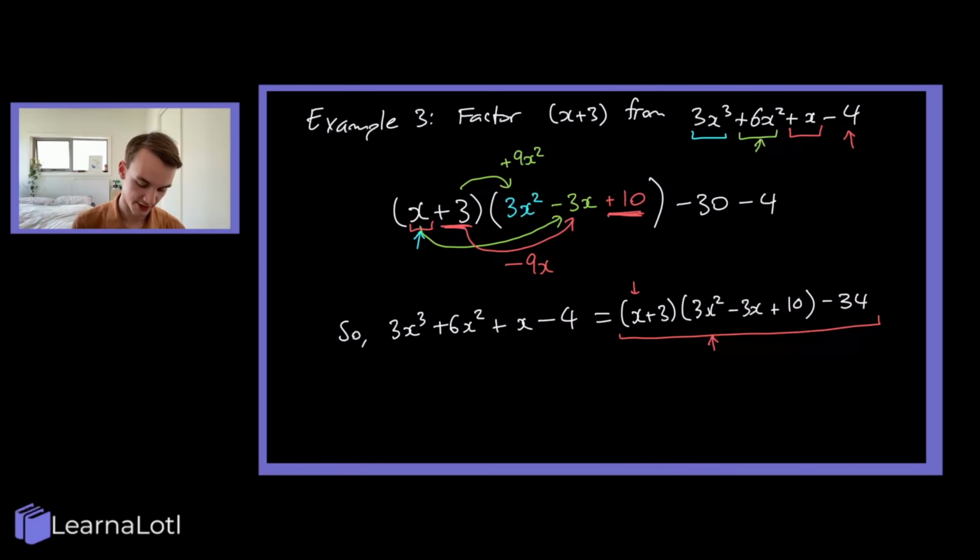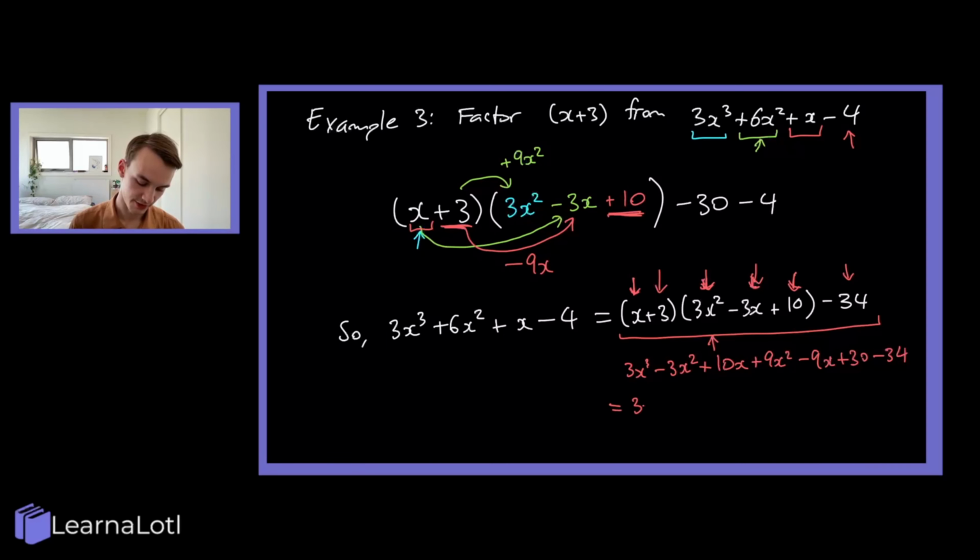First, I'm going to expand these terms. So I get 3x cubed minus 3x squared plus 10x. So that's this x times these three terms. Now I'm also going to multiply by this, so I'll get a plus 9x squared minus 9x plus 30. And then I also have this minus 34.